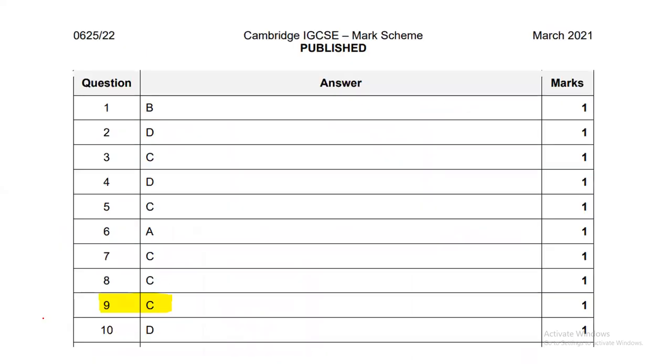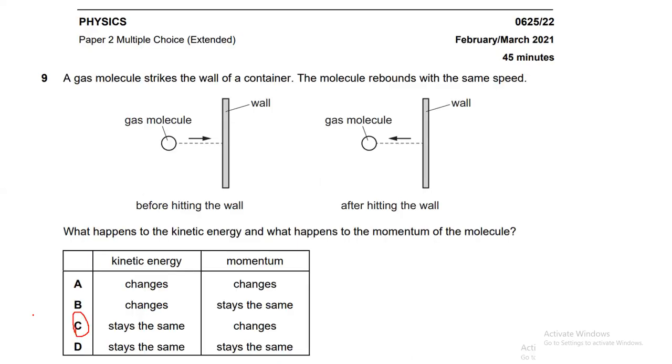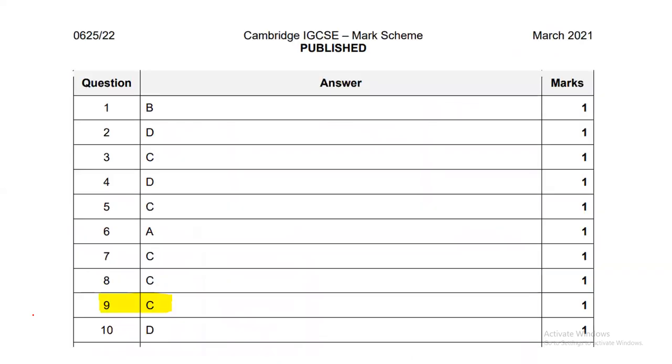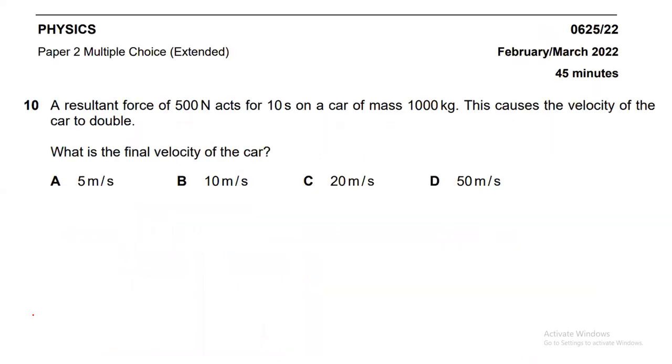Question number 9, you can see, sir, C is the right answer. Okay, because this was the question. C is the right option. This is the marking scheme. Okay. So now we have the February, March 2022, 2-2 paper, and it's question number 10.